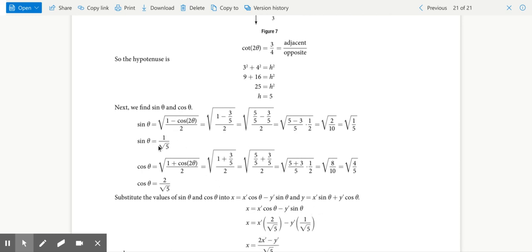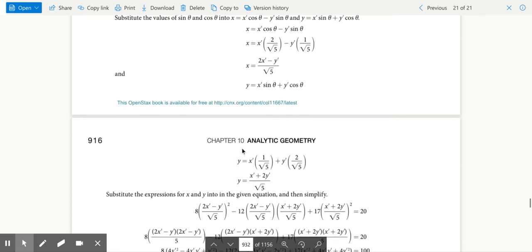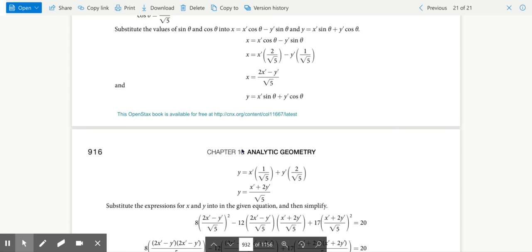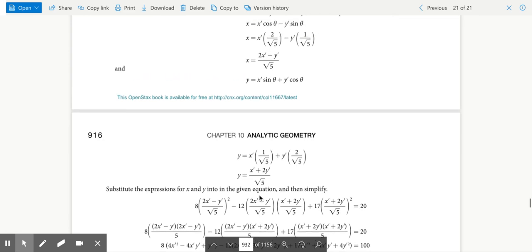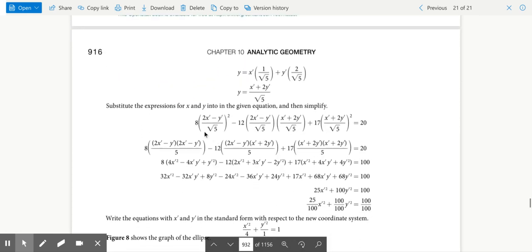So you're going to find sine theta, find cosine theta, and then do the same process that we talked about in the last example, where you're plugging in that cosine theta and sine theta into these equations. So you're getting your expression for your x and your expression for your y, plugging that into the equation, doing all of the simplifying.